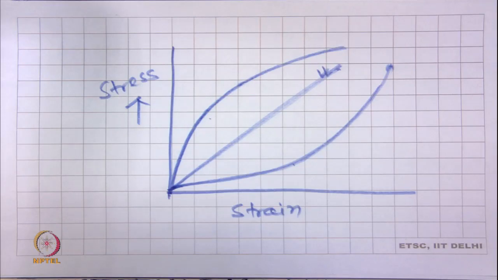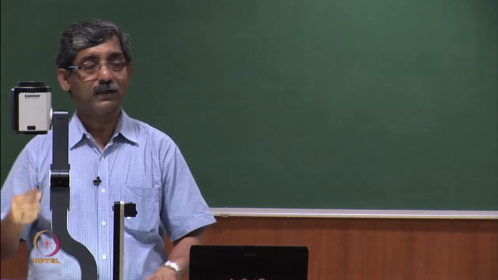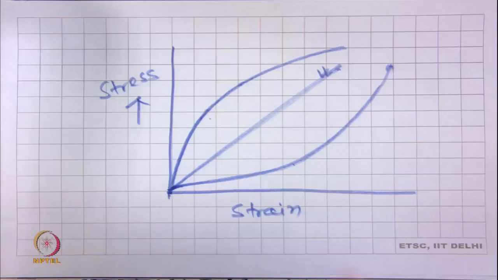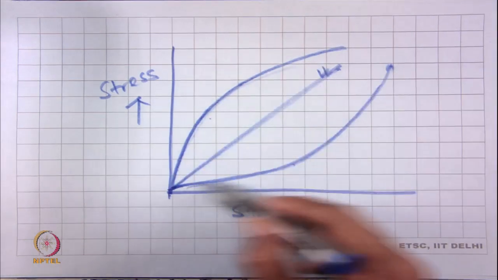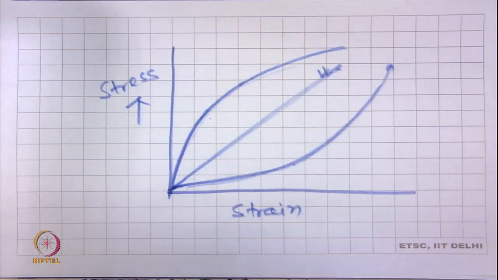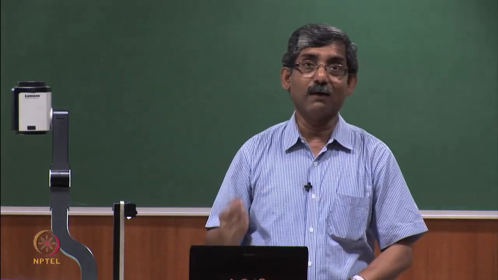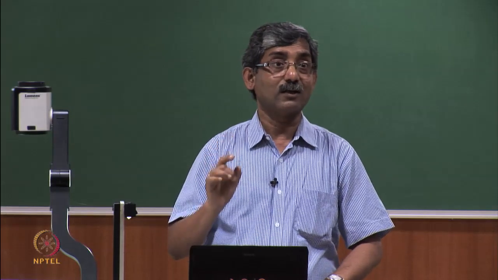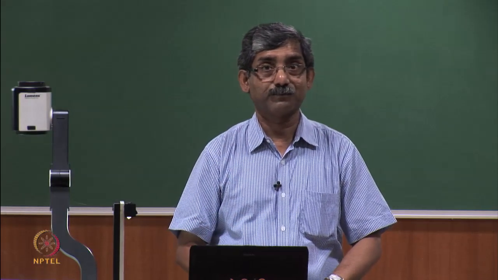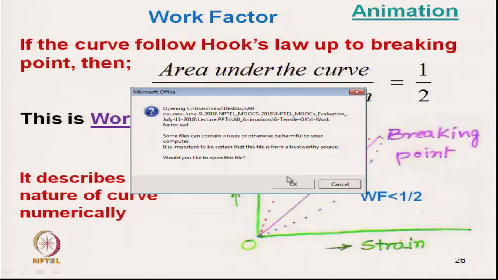Now, the work factor gives an idea about the nature of the curve, whether the curve is following this type of pattern or this type of pattern. So, always we do not have the curve in front of us, but if we have the work factor value, then we can actually guess the nature of the curve. Now, let us see the animation here.